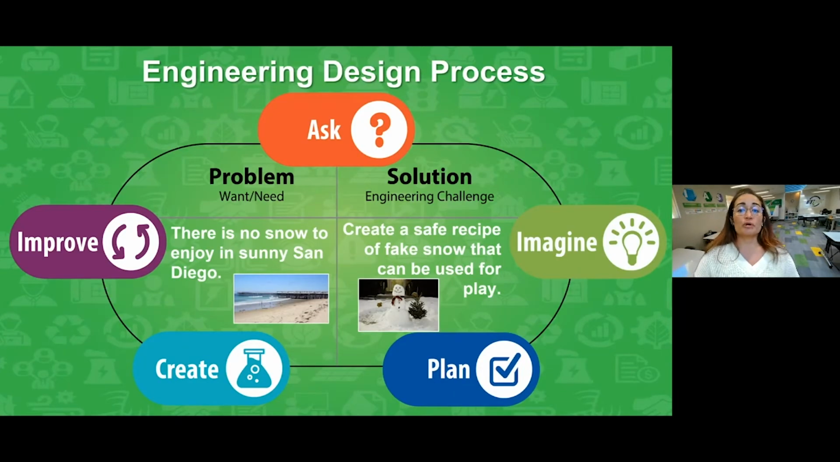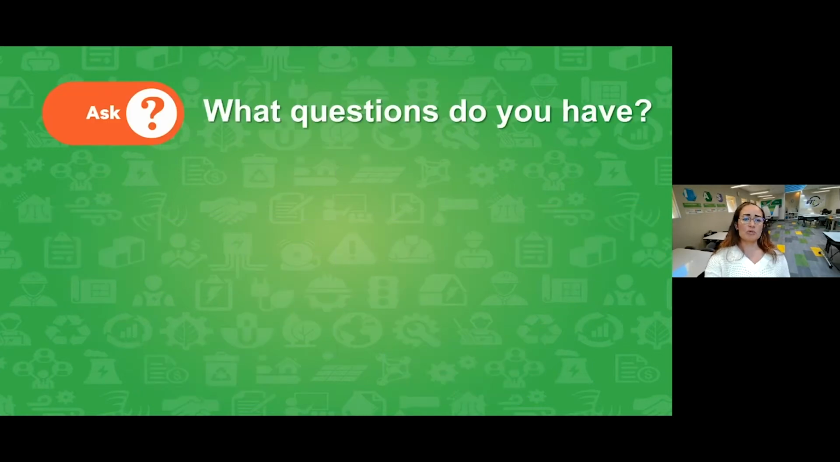So we're going to go to our engineering design process that we've been using several times. And I want to identify my problem, which is there's no snow here in San Diego. And I want to come up with a solution of creating a safe recipe of fake snow that I can maybe use to play. But if I look at my process here, the first one has to do with questions, and I still do have a lot of questions. So think about what questions you might have right now about fake snow or just snow in general.